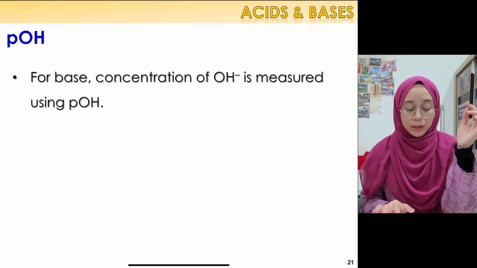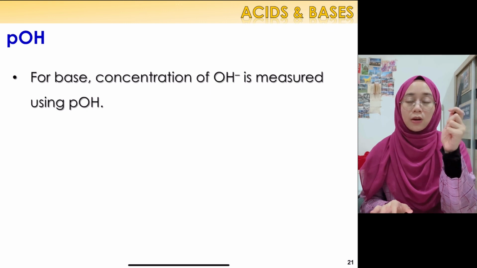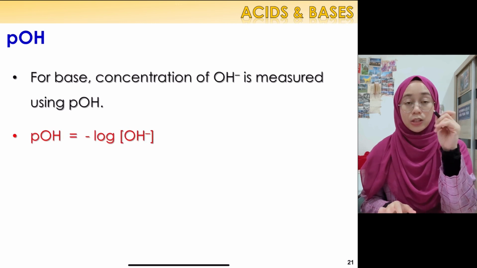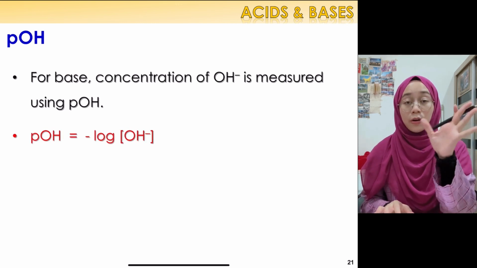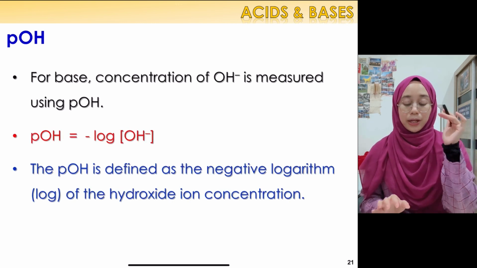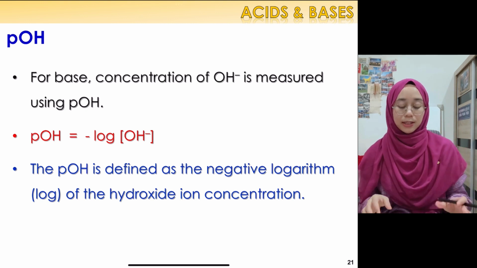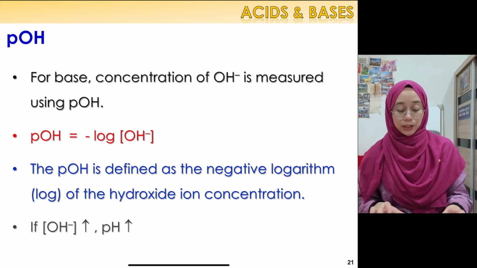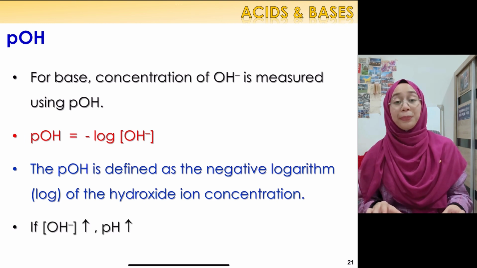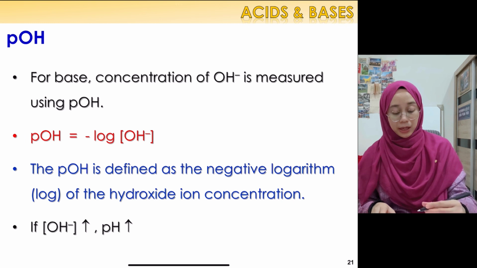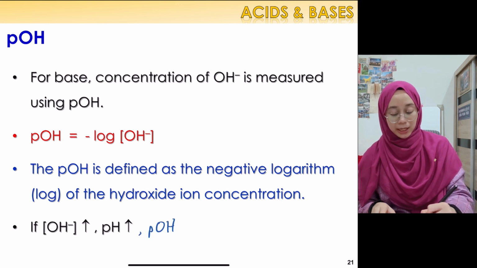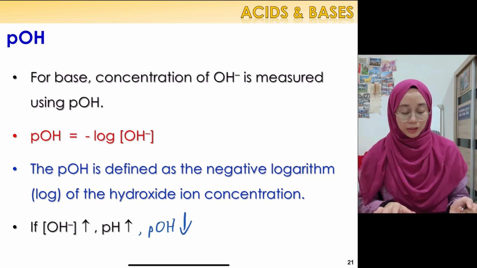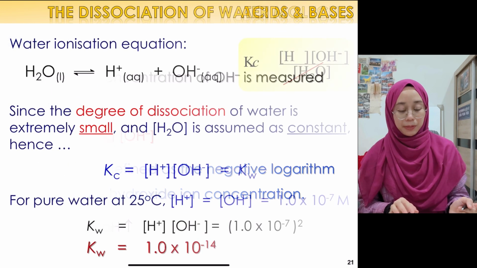Okay, so pOH pula, kita akan measure based on OH- punya concentration. So pOH is equal to negative log OH- concentration. So the pOH is defined as negative log of the hydroxide ion concentration. Meanwhile untuk ini pula, lagi tinggi concentration of OH-, lagi tinggi pH dia. Okay, tapi in terms of pOH akan rendah. So pH dia tinggi tapi pOH akan rendah. So what is the relationship antara pH dengan pOH?